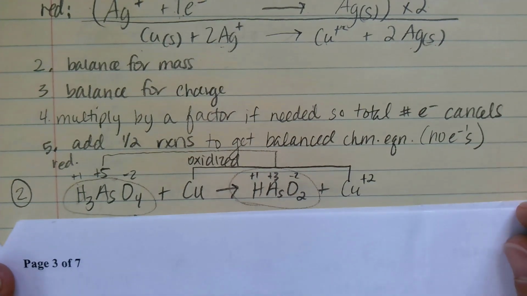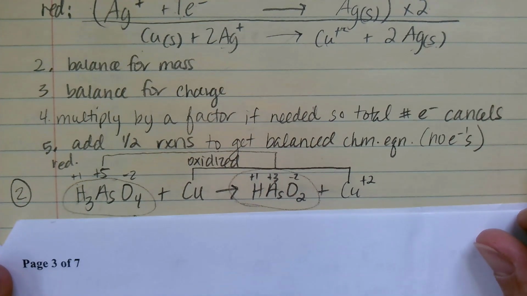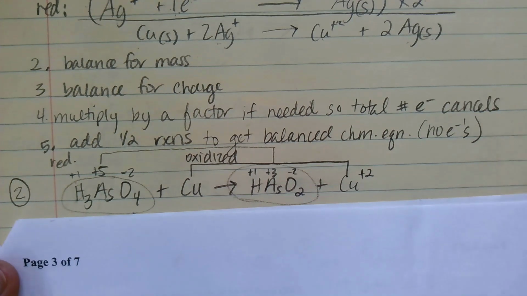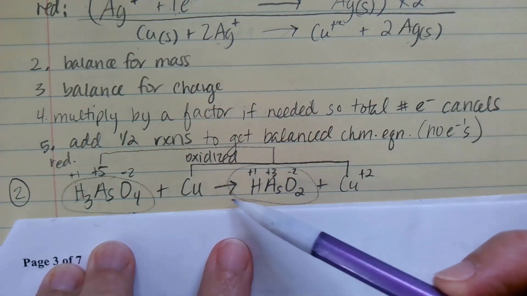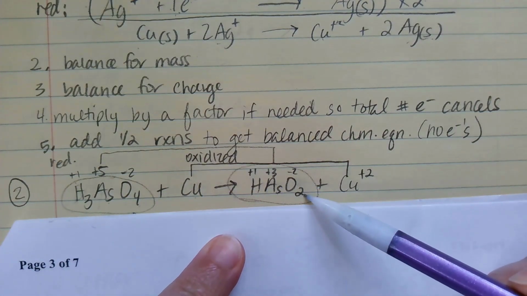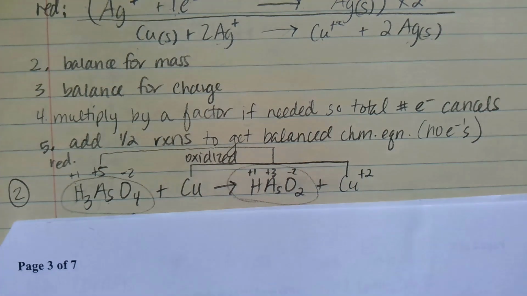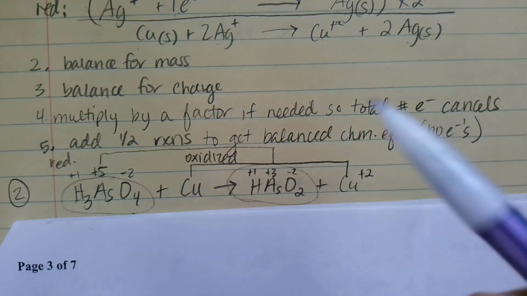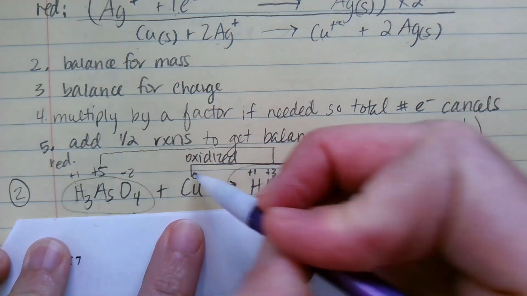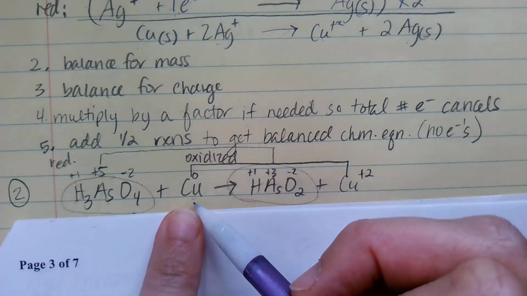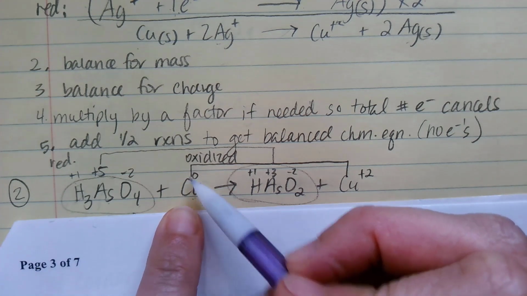Let's look at number 2. When the following equation is balanced properly under acidic conditions, what are the coefficients of the species shown? So I've got H3AsO4 plus Cu, yielding HAsO2 plus Cu plus 2. Okay, I'm going to assign oxidation numbers to everything. My copper, this is my easiest one. Copper, just as is, 0.